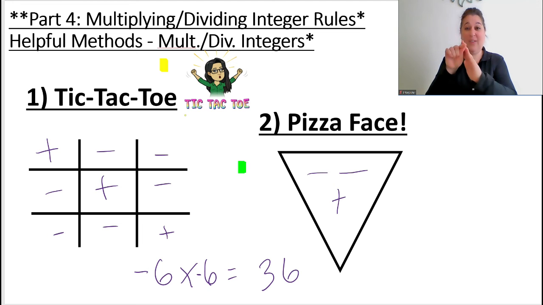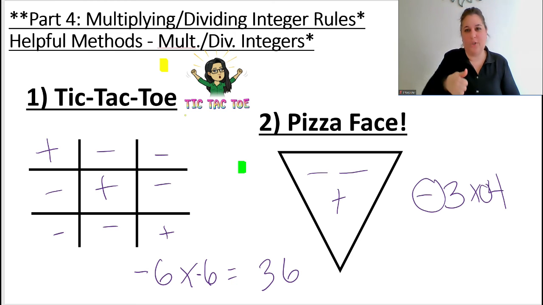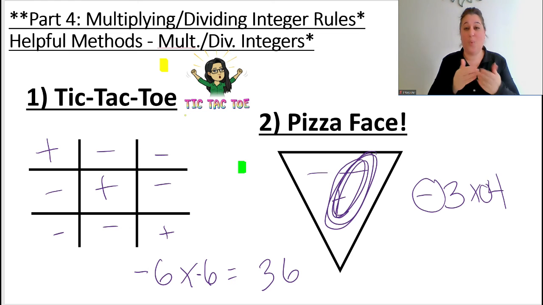So say if you have negative 3 times 4. That's a negative and a positive. So put your finger, pretend this is my finger. I'm going to put it over a negative and a positive. Cover those up. I'm left with a negative.